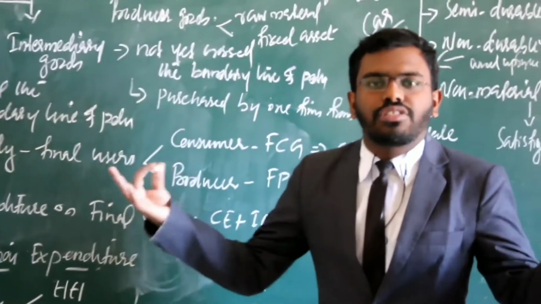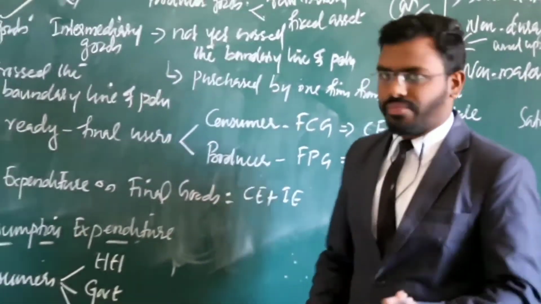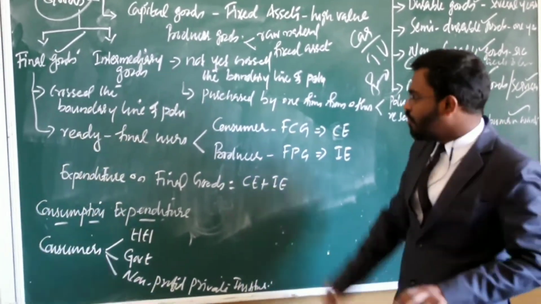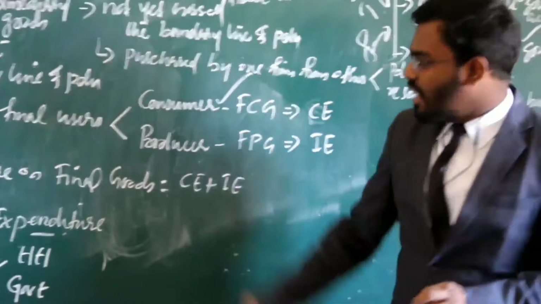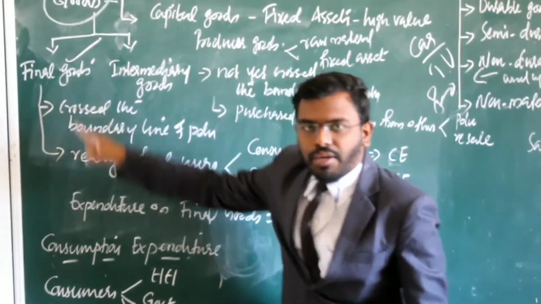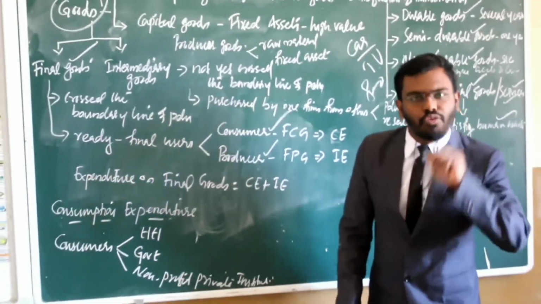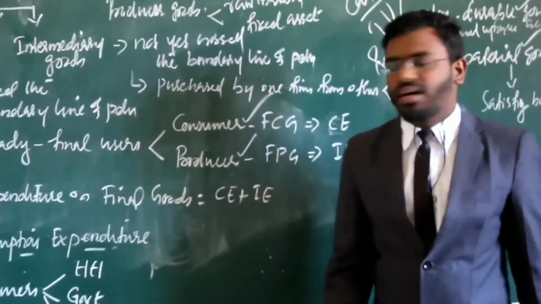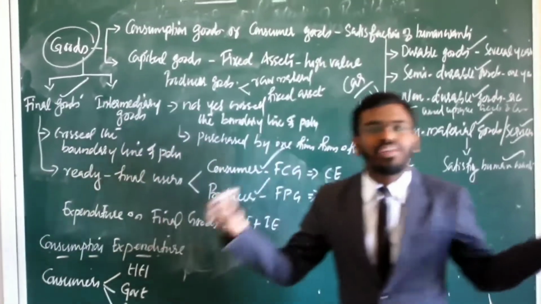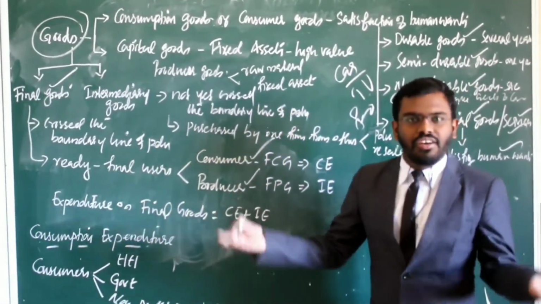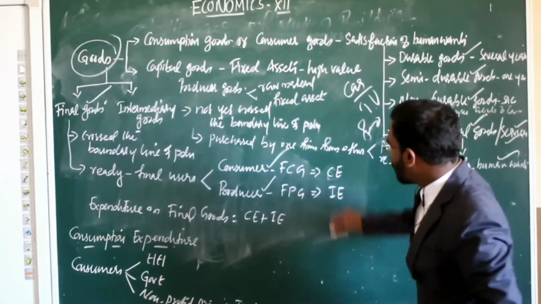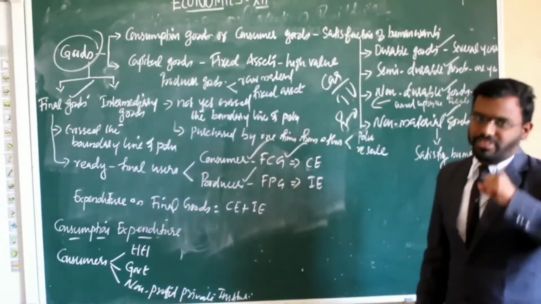Then the next question: who are final users? Final users are classified into two. First one is the consumer and the second one is the producer. Simply, these final goods are demanded by two categories of people, consumer and producer. So we can classify these final goods into two types based on the demand. If a consumer is demanding some final good, that final good is known as a final consumer good.